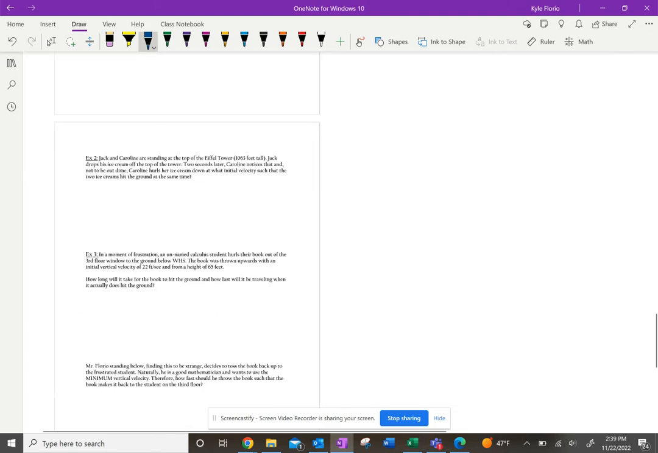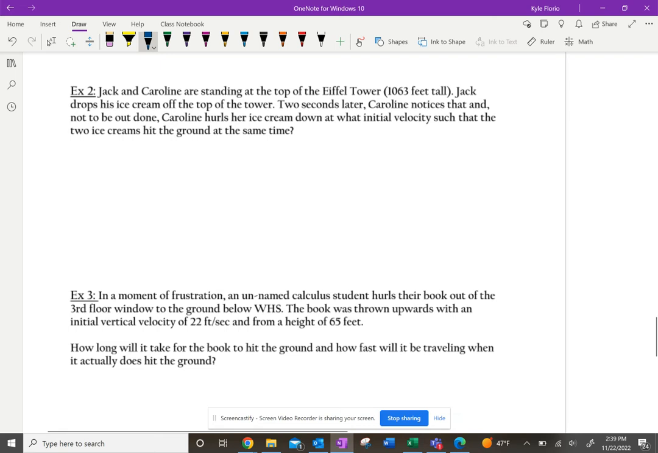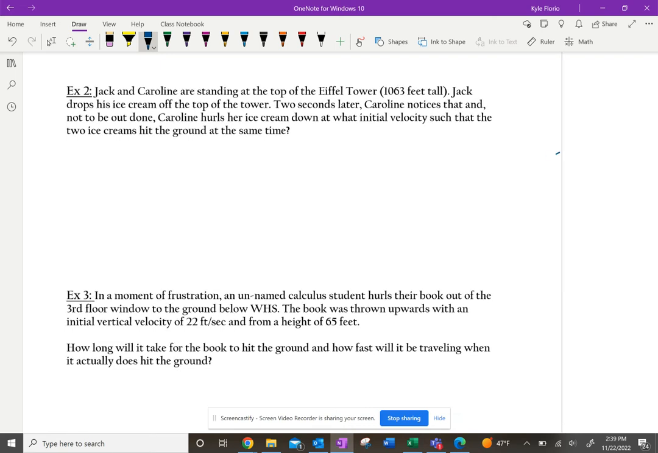So what's going on here is we have the diagram here now. So we have the Eiffel Tower. Here's my Eiffel Tower. And Jack threw his ice cream down. And Caroline's going to throw her ice cream down, but his has got a head start. So she has to throw hers fast enough so that they both hit the ground at the same time. Okay. So let's see what's going on here. Both of them were in feet, so gravity is negative 32.